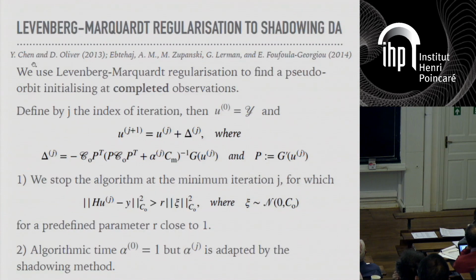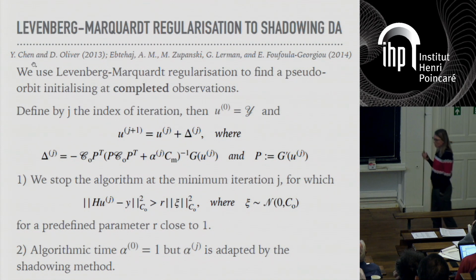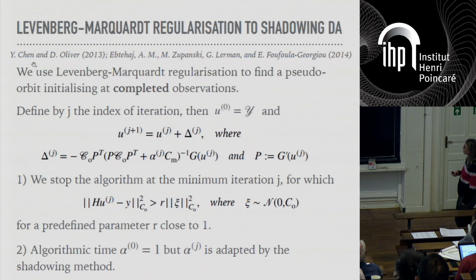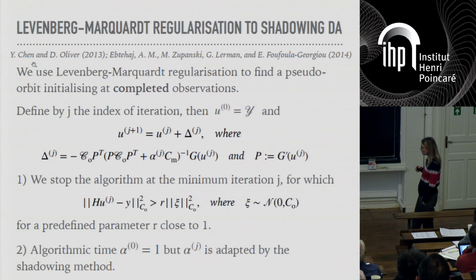Okay, so what we do, we use Levenberg-Marquardt regularization to show shadow and data assimilation. And again, we are not the first ones to use this. There are at least two references in 2013 and 14. This one is in inverse problems, and this is variational. Both of them use Levenberg-Marquardt regularization.